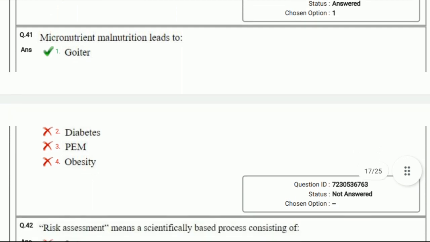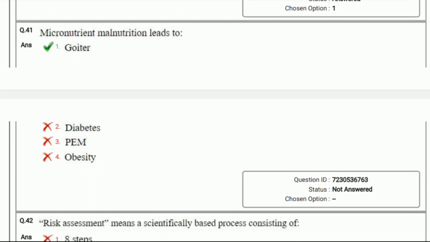Next question, micronutrients malnutrition lead to. So the answer is goiter. We know that diabetes, PEM and obesity are not malnutrition diseases. So the answer is goiter.